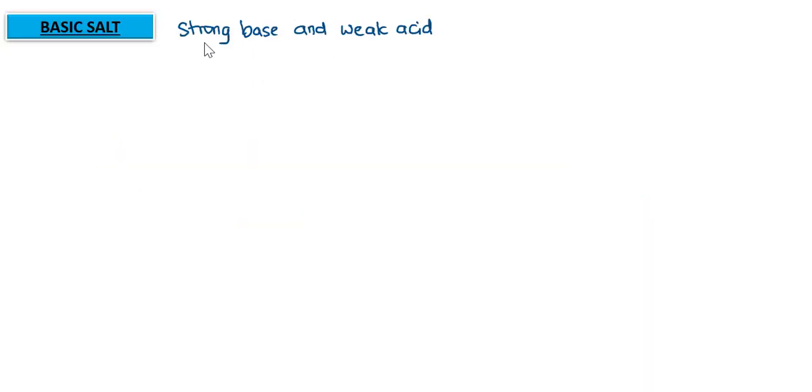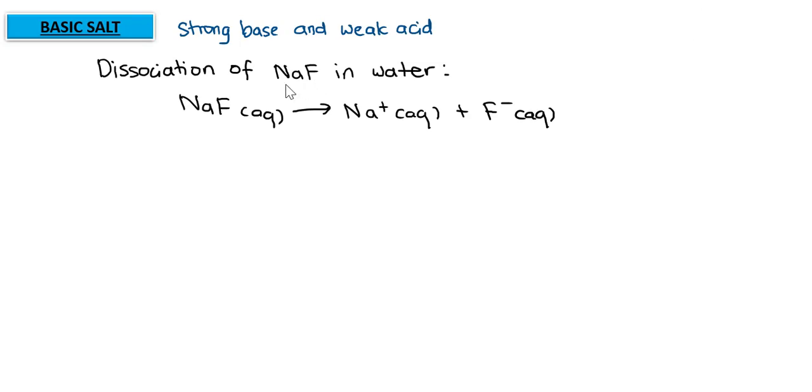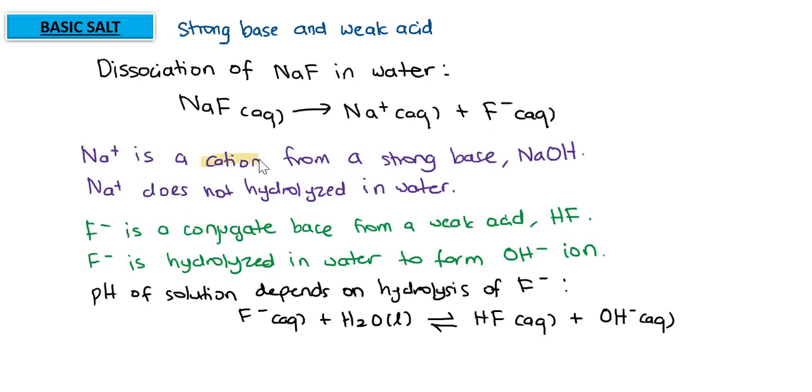A basic salt is formed from a strong base and a weak acid. For example, the dissociation of sodium fluoride salt in water will form the sodium ion and the fluoride ion. Since sodium ion is a cation from a strong base, which is NaOH, sodium ion does not hydrolyze in water, while F- is a conjugate base that comes from a weak acid, which is hydrofluoric acid.